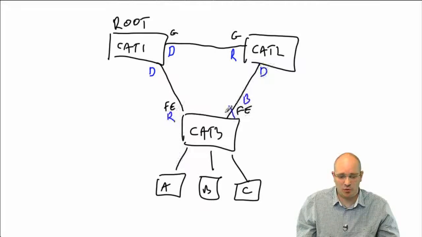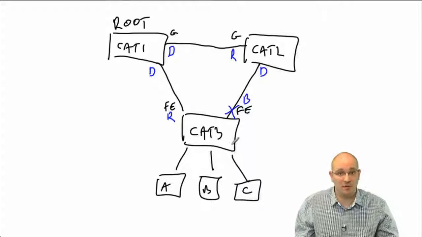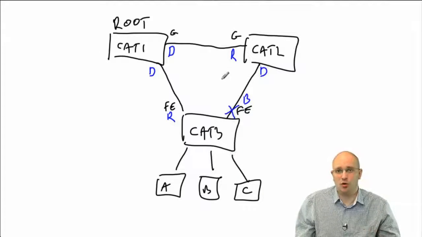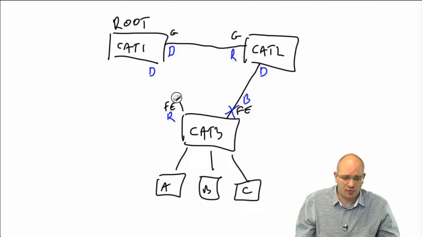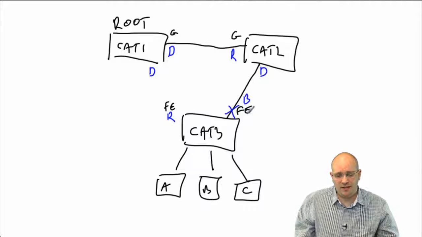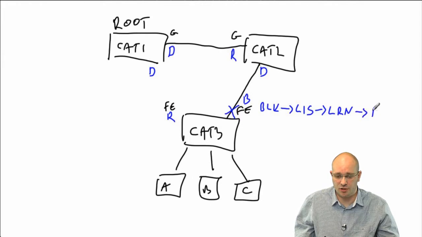So we can say that this port here is actually not sending any BPDUs. This network is going to function normally. And let's say that the link between Cat1 and Cat3 fails. When this happens, the interface between Cat3 and Cat2 needs to transition from blocking state to listening state, then to learning state, and finally into a forwarding state.